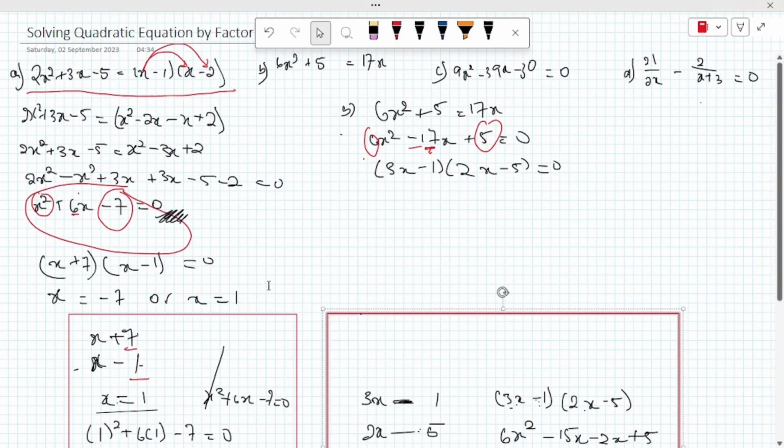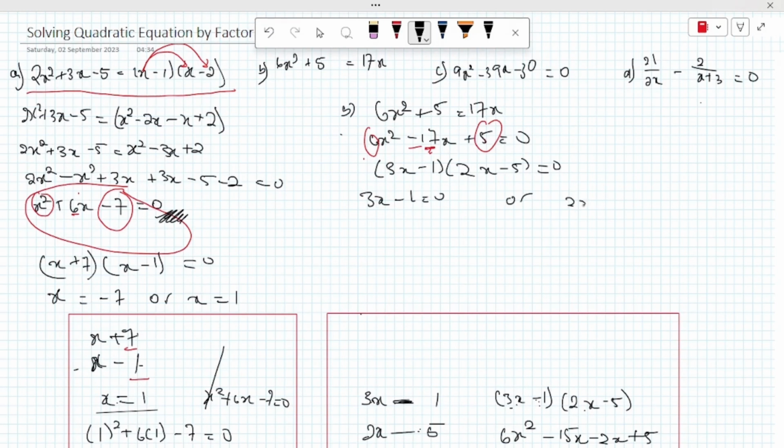So basically what you do from here, we're just going to solve for x. It's going to be 3x minus 1 is equal to 0, or 2x minus 5 is equal to 0, and then it's going to be 3x is equal to 1, and then you're going to divide by 3 because you're looking for the value of what?